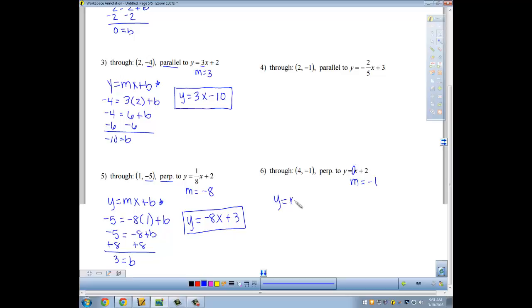So again, putting it in this form, my y was negative 1, my m was negative 1, my x was 4, don't know b. Negative 1 times 4 is negative 4. Add 4 to the other side to get b by itself to get 3 equals b. So go to write it in slope-intercept form. My slope was negative 1, so that's negative x. B was 3, so plus 3.